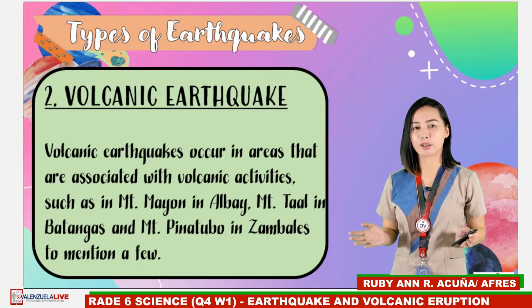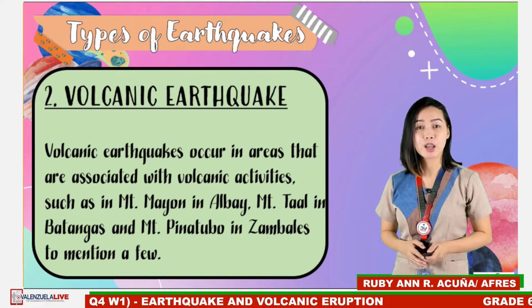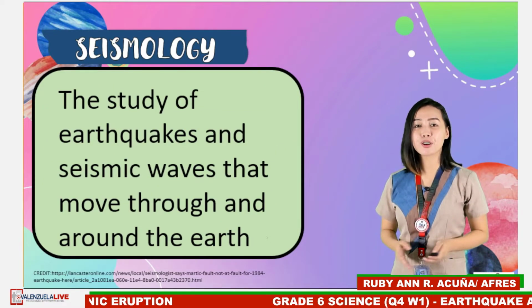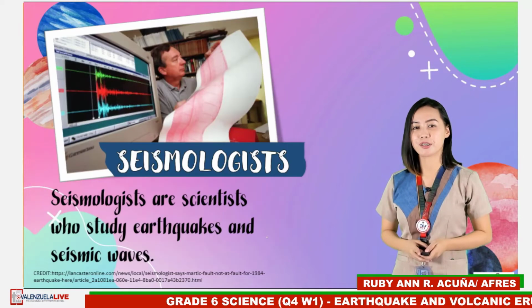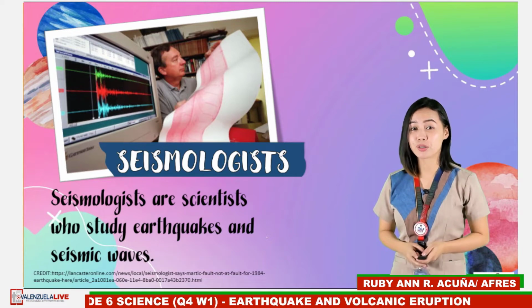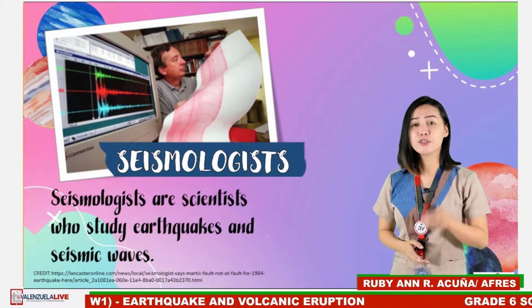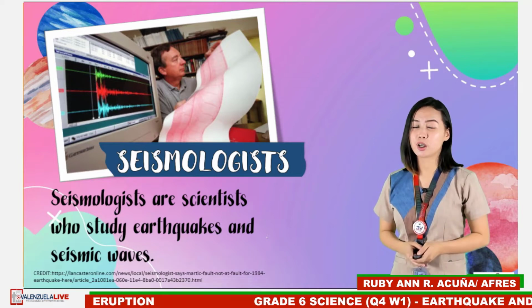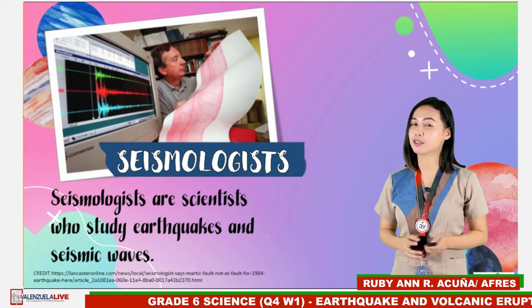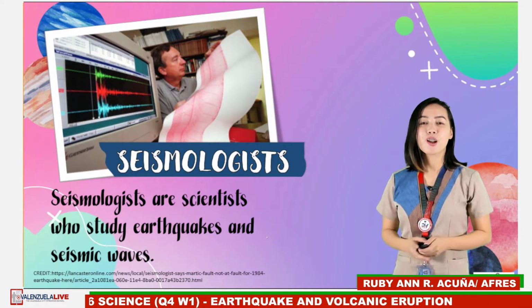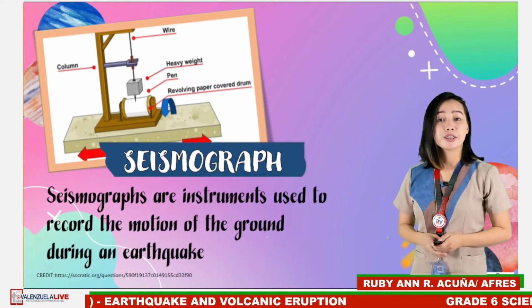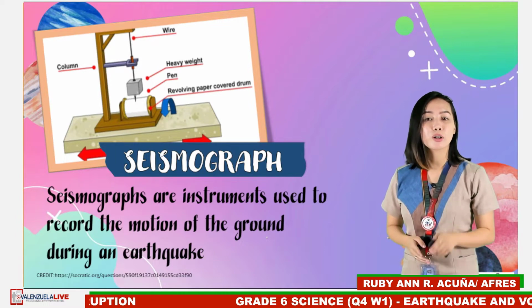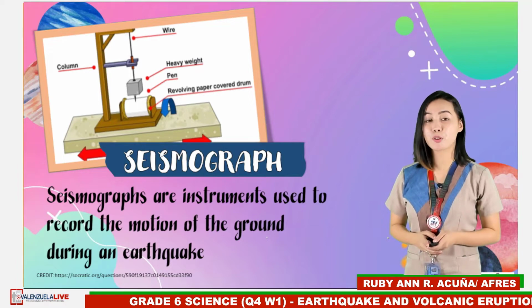Earthquakes happen almost everywhere. The study of earthquakes and seismic waves that move through and around the Earth is called seismology. Seismologists are scientists who study earthquakes and seismic waves. They are the ones who monitor earthquakes, how strong they are, and describe the location of the earthquakes. But although they study, they cannot predict when and where earthquakes will occur. Seismographs are instruments used to record this motion of the ground during an earthquake. These instruments are installed in the ground throughout the world and operated as part of the seismographic network.